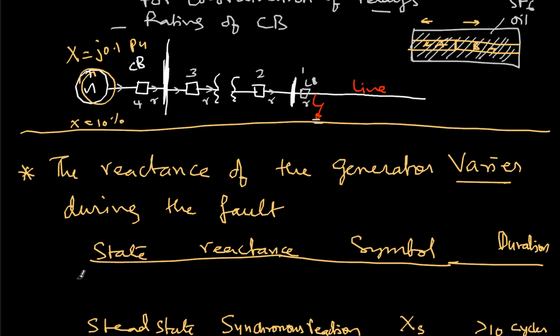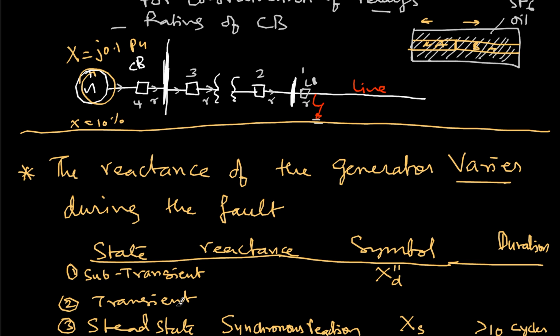Now, what are the other states? The first state is subtransient state, the second state is transient state, and the third state is steady state. Under subtransient state, the reactance is called subtransient reactance, and the symbol is XD double dash. Under transient, we say transient reactance, and the symbol is XD dash. I'm not writing here just to save some time.